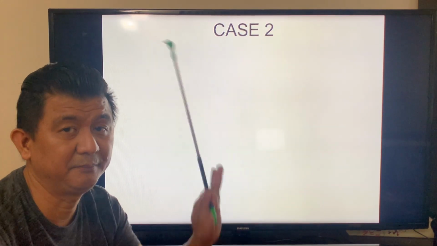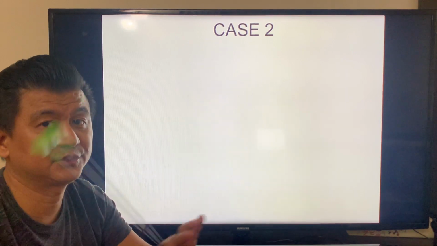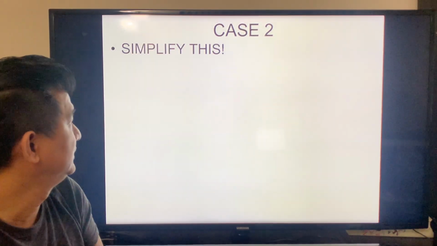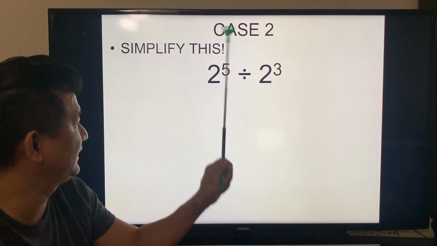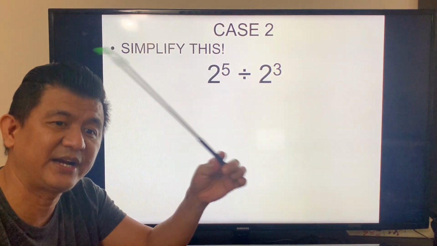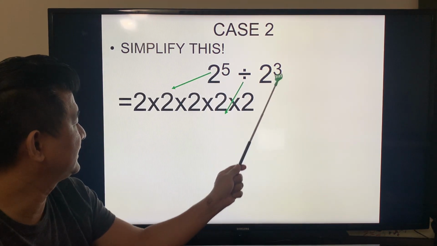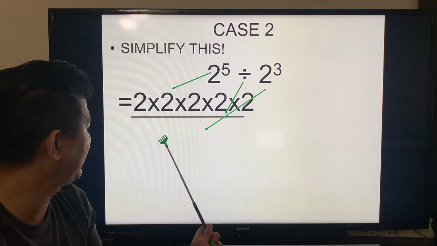Alright, case number 2. Remember, the first one is the rule about multiplication. Now, let's go to the rule about division. Okay, try this. 2 to the 5th divided by 2 to the 3rd. And let's try to write our division as a fraction. So, let me expand that, 2 to the 5th power. Let me expand that, 2 to the 3rd power.